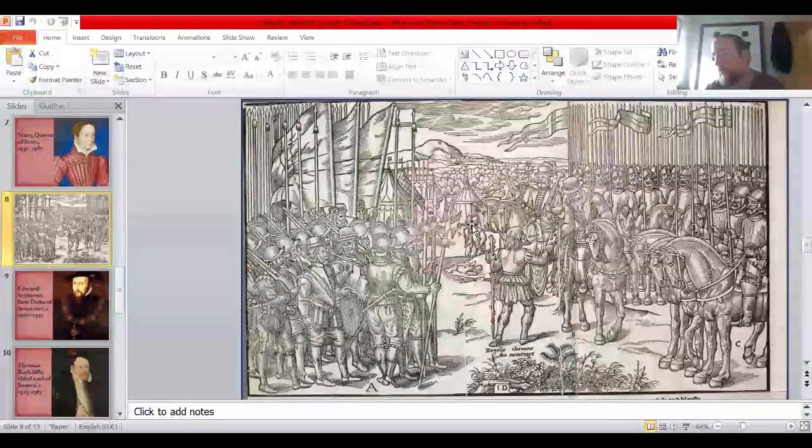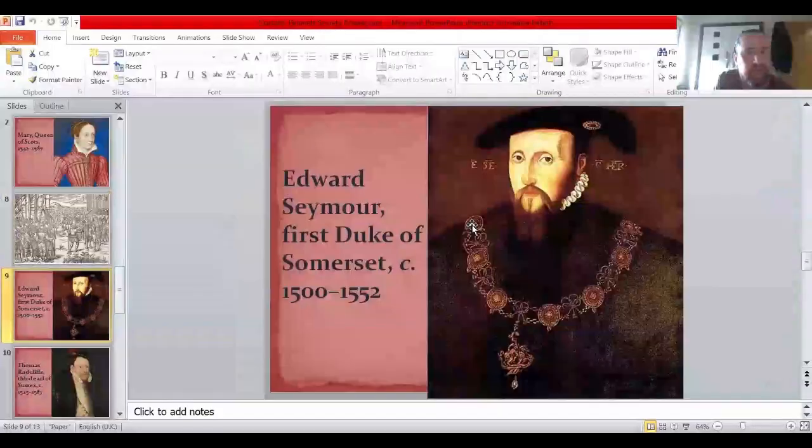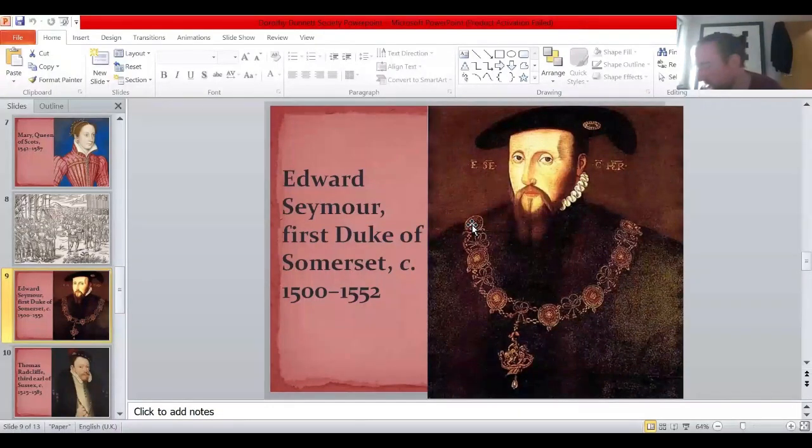Unfortunately, events catch up on them. So the war between England, Scotland, and France largely comes to an end around 1550, 1551. So Edward Seymour, first Duke of Somerset, is the head of the government of Edward VI between 1547 and late 1549, until his downfall.